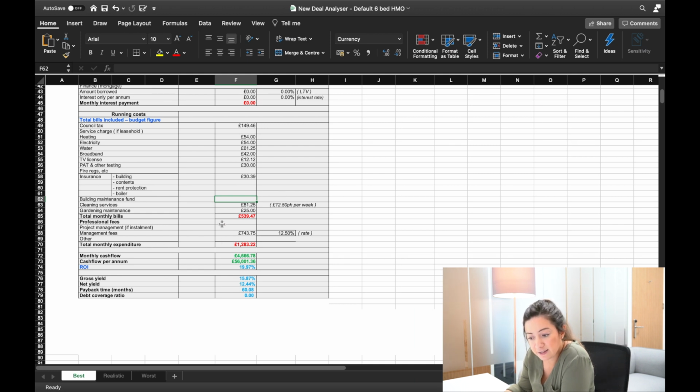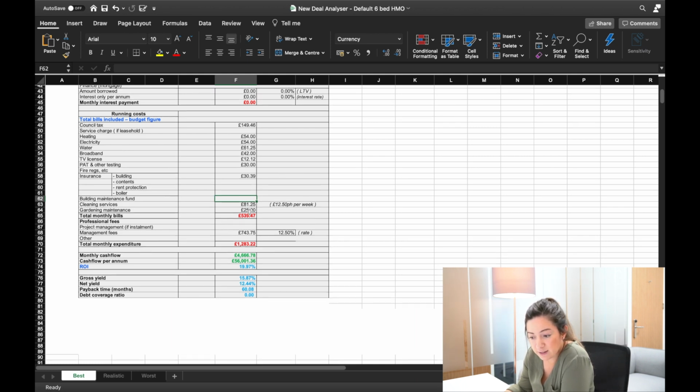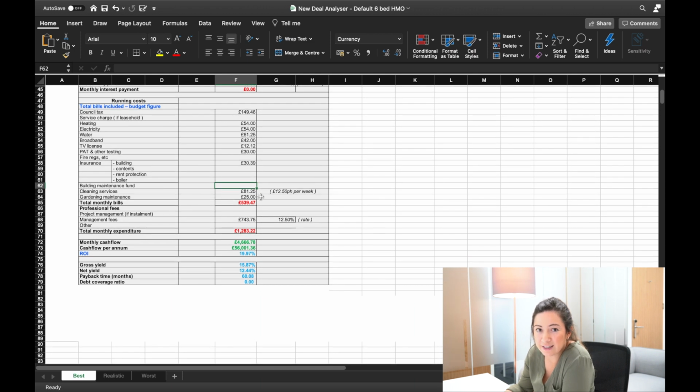Cleaning services, garden maintenance. Again, gardening is kind of seasonal, so you would probably take your annual gardening costs, because obviously they would be heavier in the summer and less costly in the winter. But take the annual cost, divide that by 12 and put that in there.